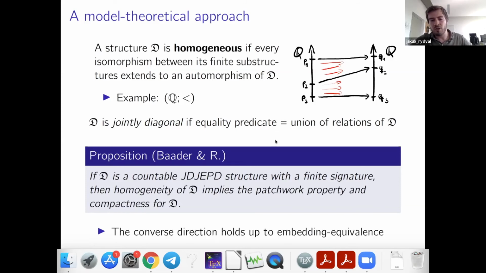The converse direction holds up to embedding equivalence, which means that if we have a structure that satisfies the first line in this statement, and it has the patchwork property and compactness, then we get another structure which embeds into the original, and the original also embeds into this other structure, and this new structure is homogeneous.